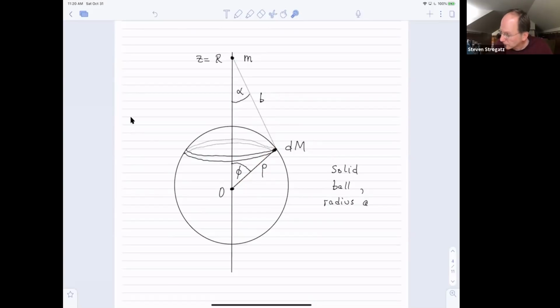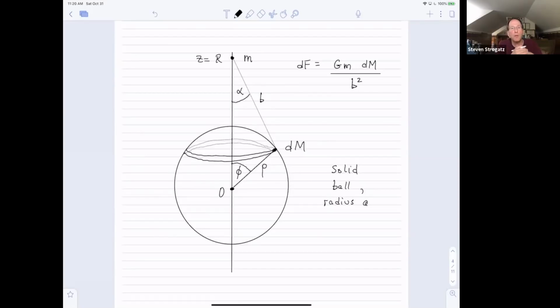All right, so let's start writing down some trigonometry at this point. Let's see, so this little dm exerts a force, dF, an infinitesimal force on that mass, little m, which by the inverse square law would be G times that m times the dm that's pulling on it, divided by the distance it is away squared, b squared.